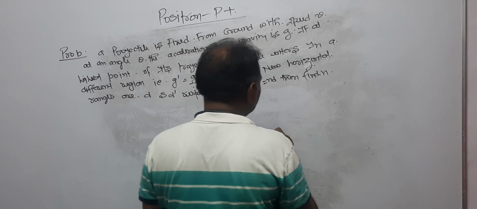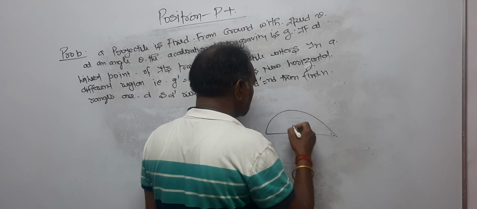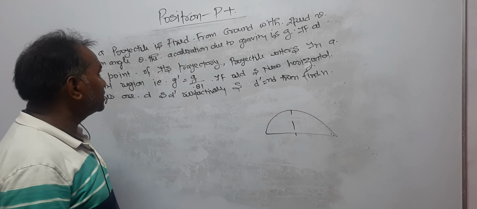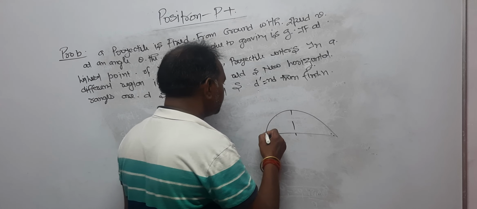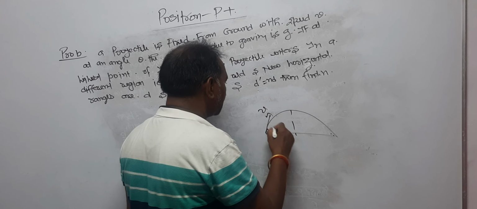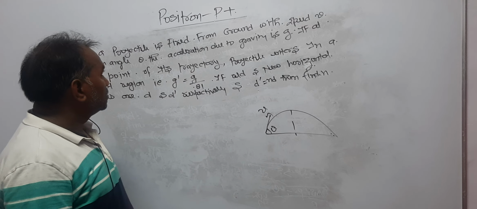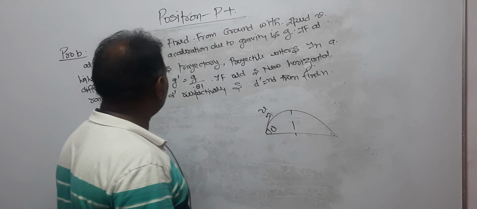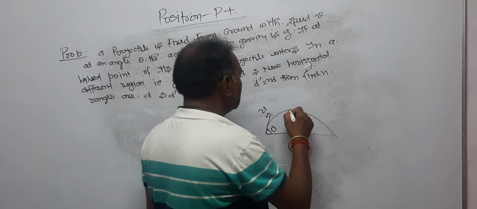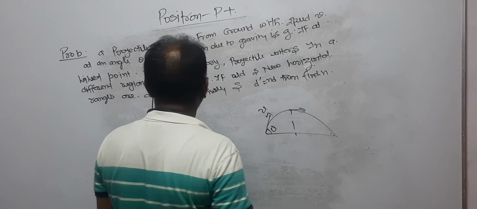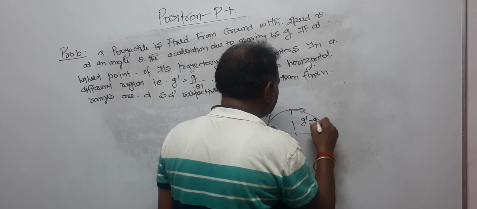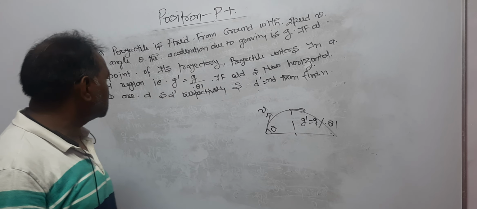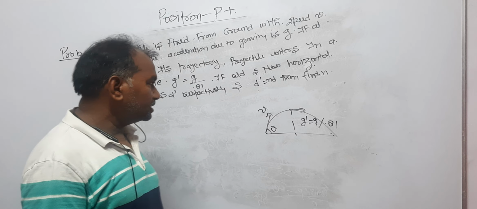Look here, I'm making the diagram like this. A projectile is fired from the ground with a speed v at an angle theta. The acceleration due to gravity is g. If at the highest point of its trajectory it enters a region where g dash now becomes g upon 0.81. The old and new ranges are d and d dash.